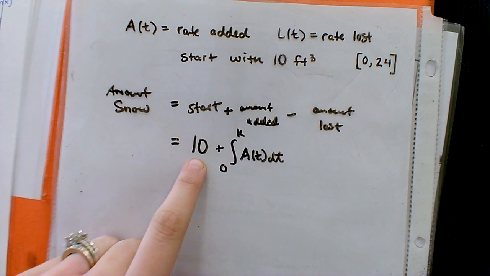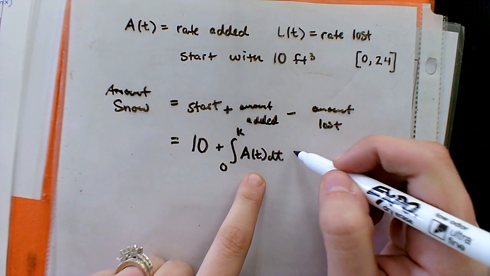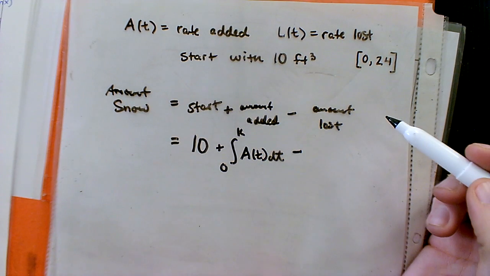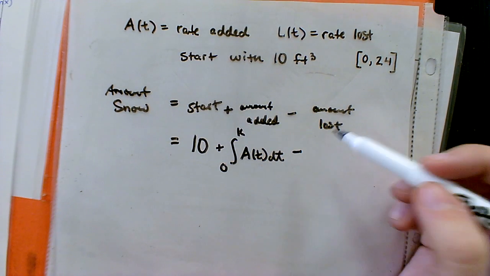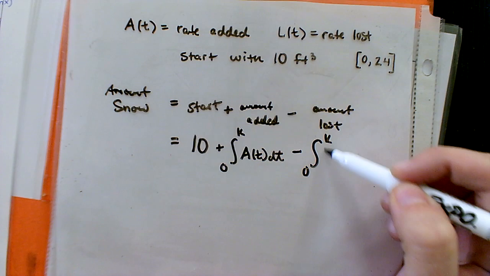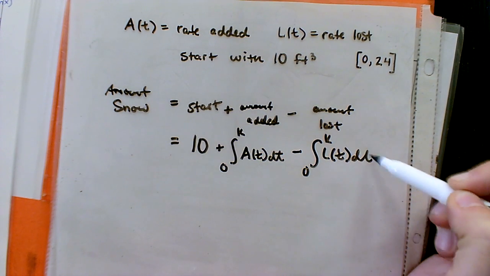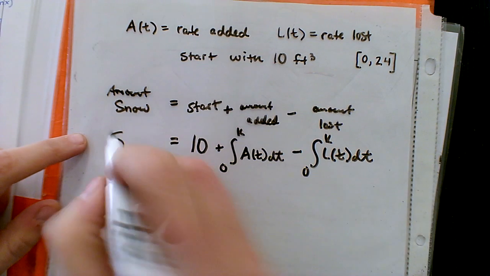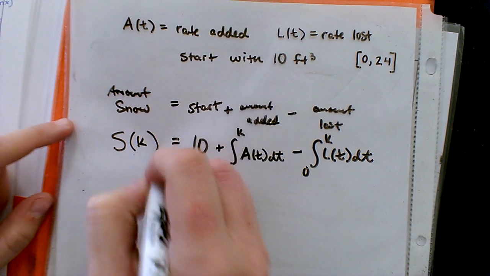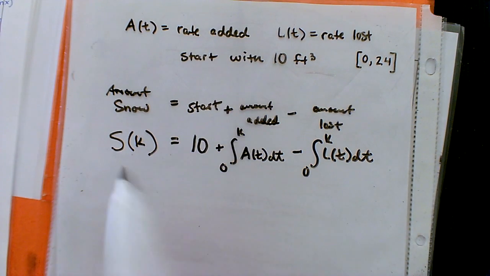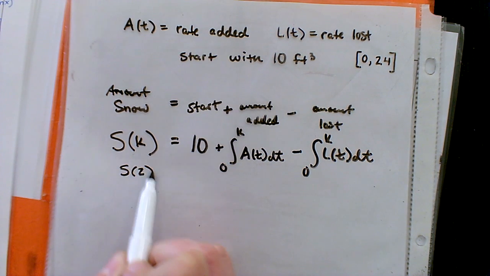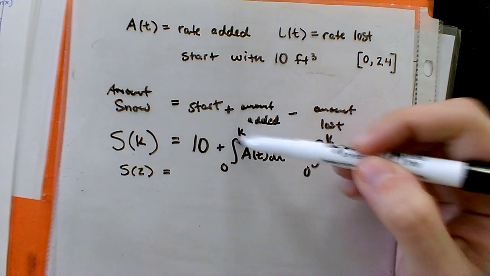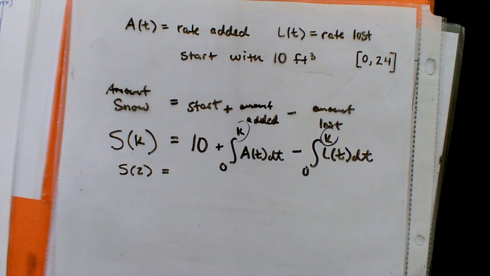So the amount we start with plus the amount we add minus, how can we write the amount we lost? With L of t. Good. Okay, so I'm just going to let this be the S of k equation, where k represents the time I want to pick. So if I want to figure out S of 2, I just have to plug in 2 here and 2 here and I'm good to go.